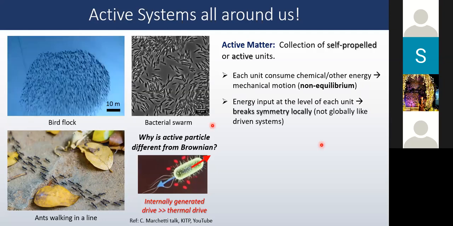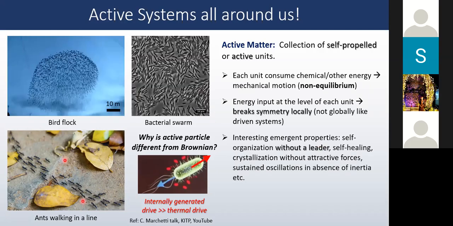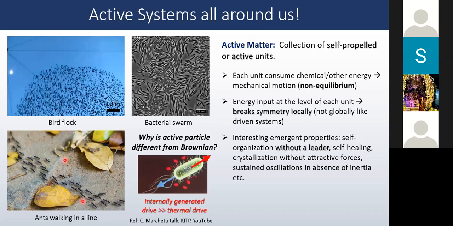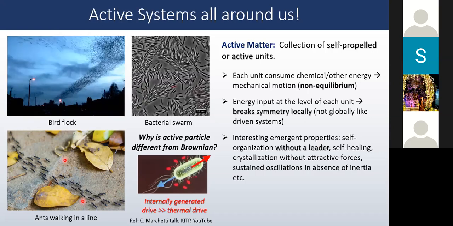And as a result, you see interesting emergent properties, like you have seen in all these cases. You see self-organization or coherent motion, without a leader saying, okay, follow me, I'm going in the front. This does not happen. Each active system is trying to align with its neighbor, and that's how this kind of coherent motion appears.